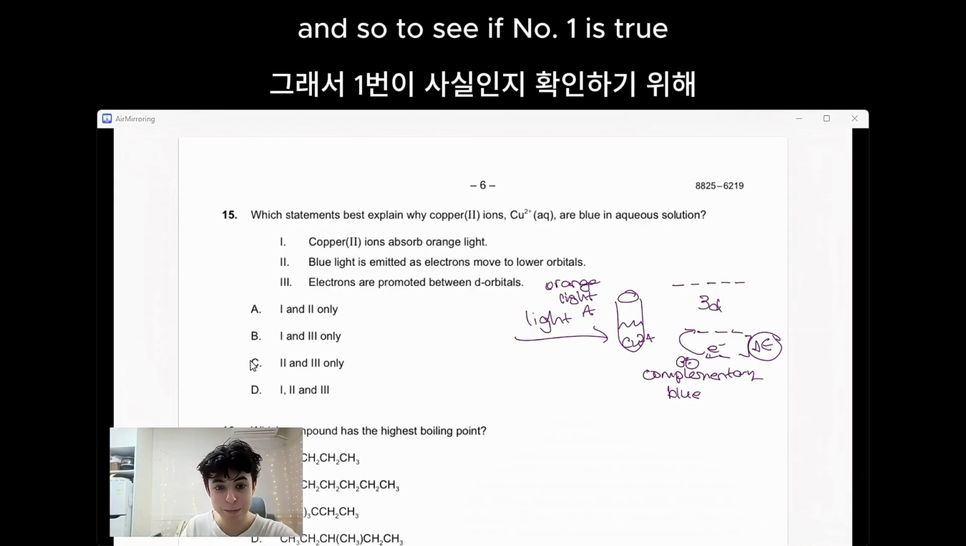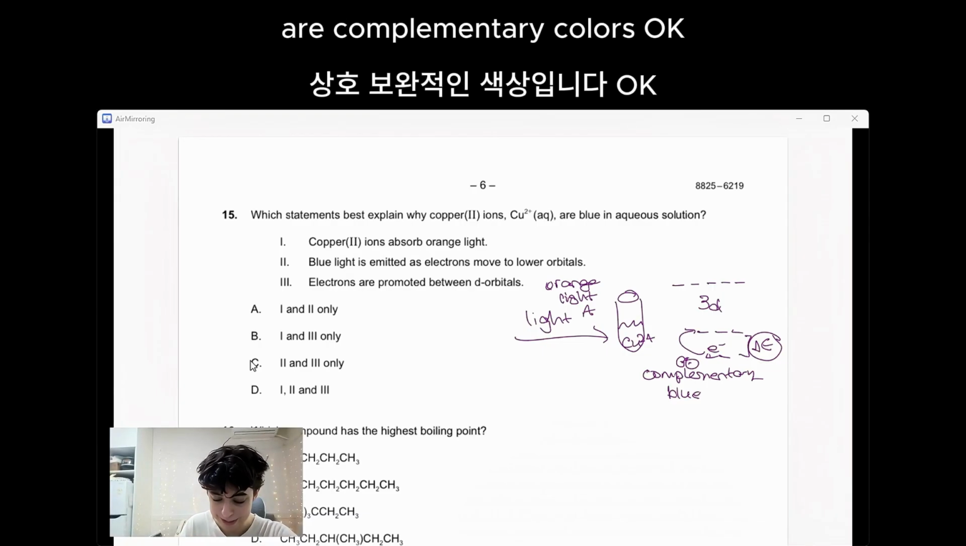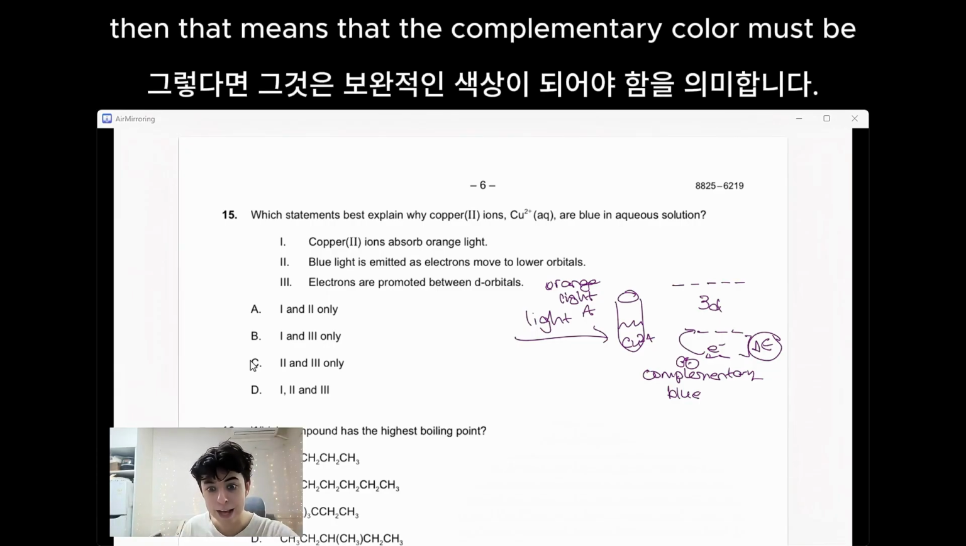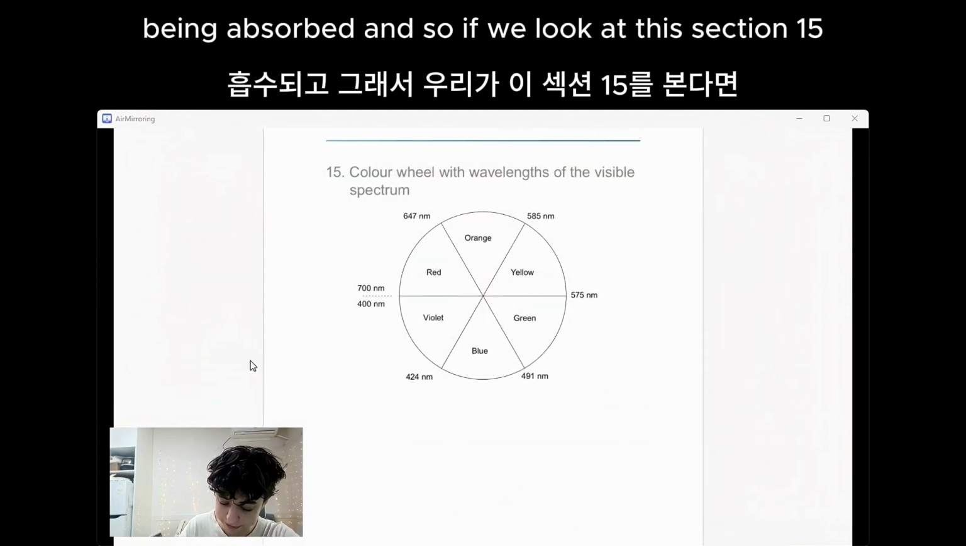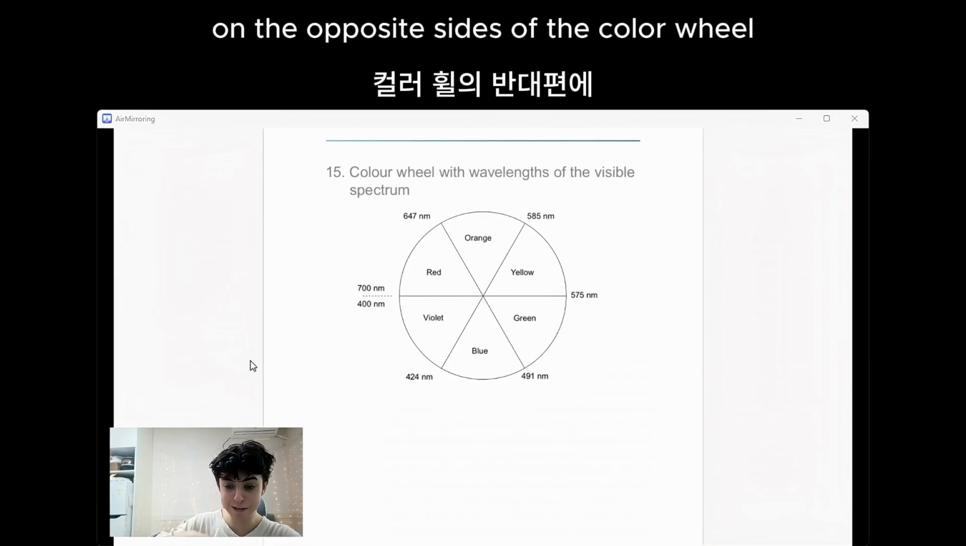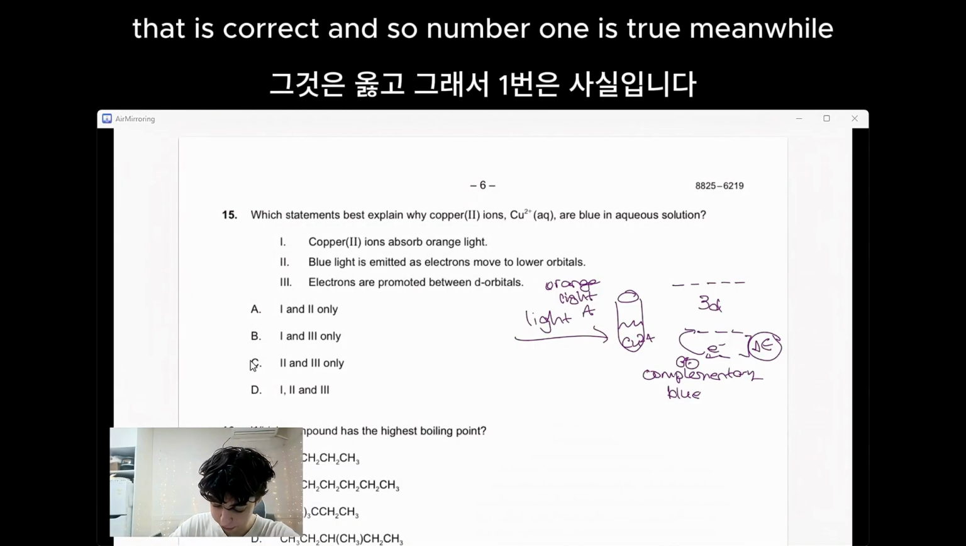And so to see if number 1 is true, we just need to make sure that orange and blue are complementary colors. Because if we see blue being emitted, then that means that the complementary color must be being absorbed. And so if we look at this section 15, blue and orange are on the opposite sides of the color wheel. Therefore, that is correct. And so number 1 is true.